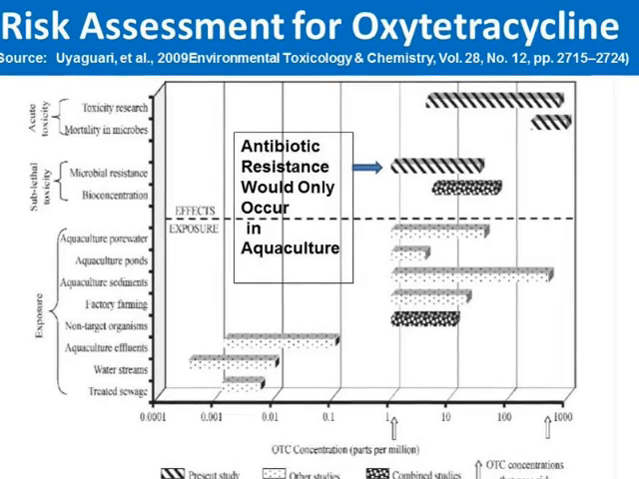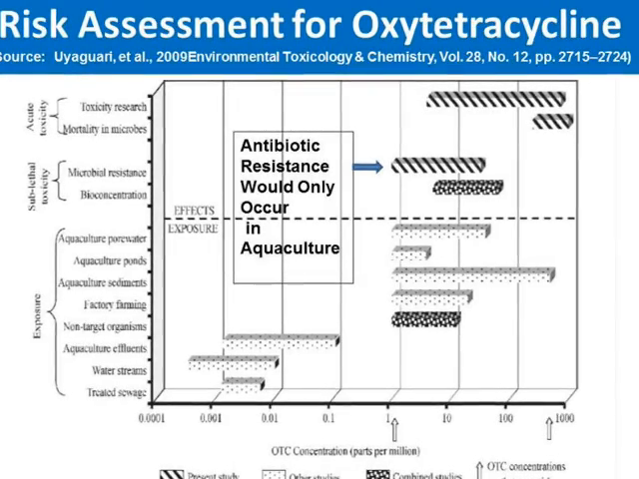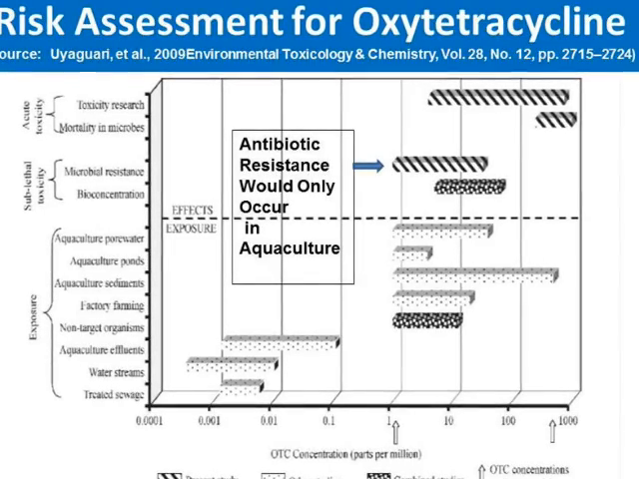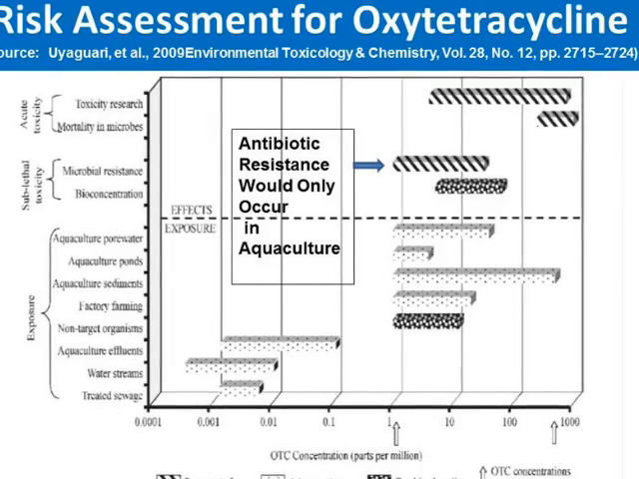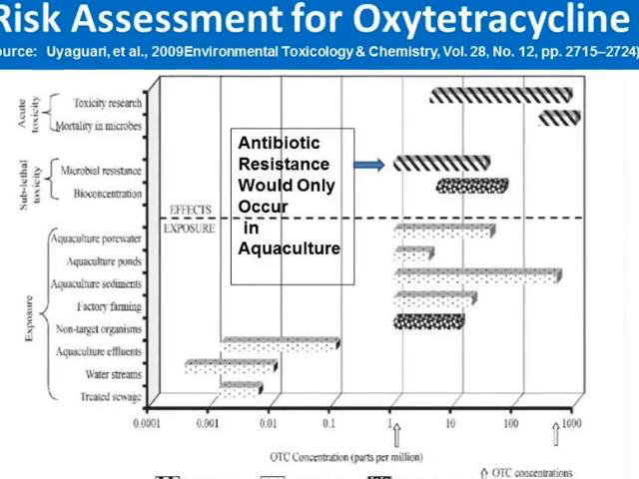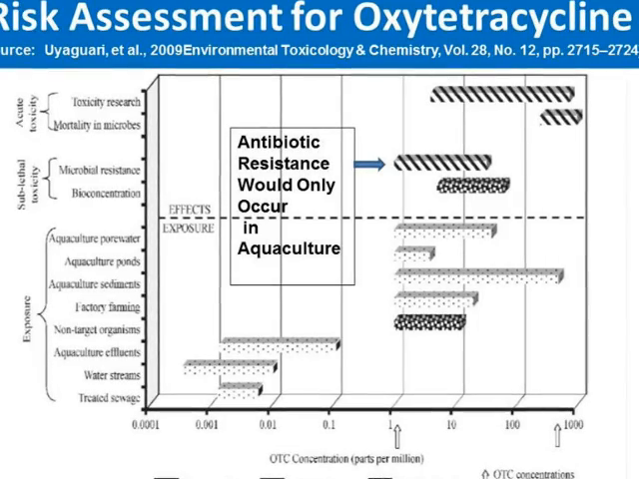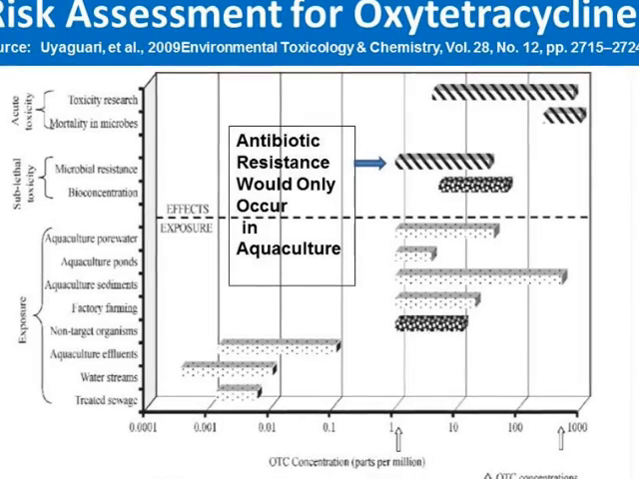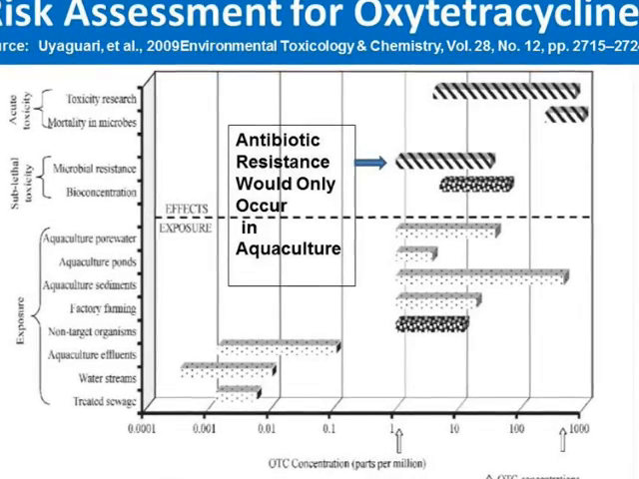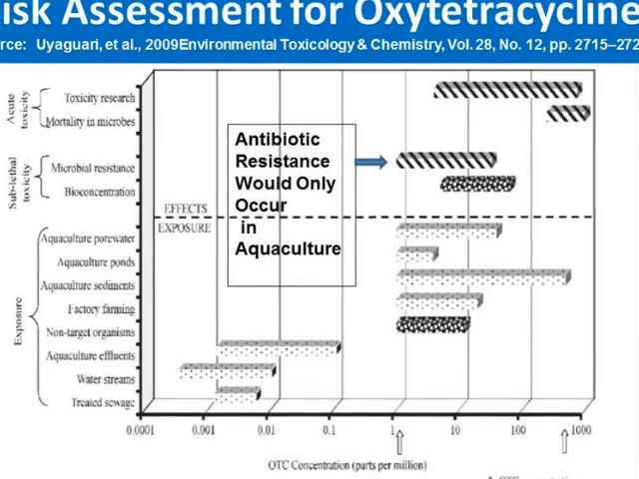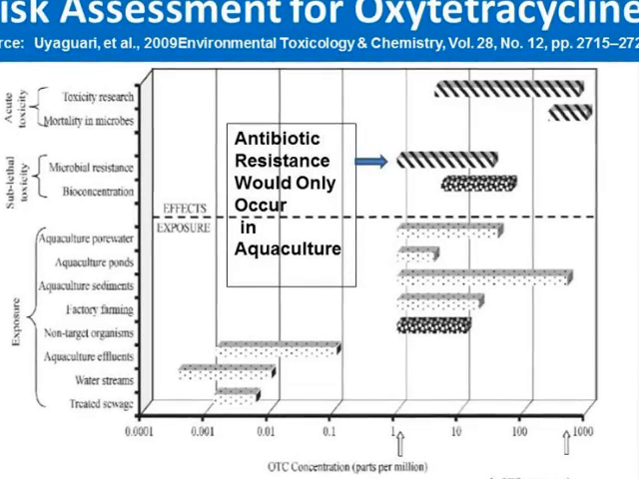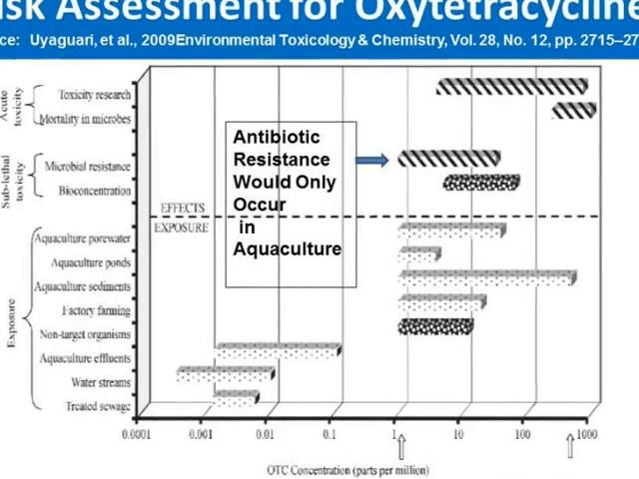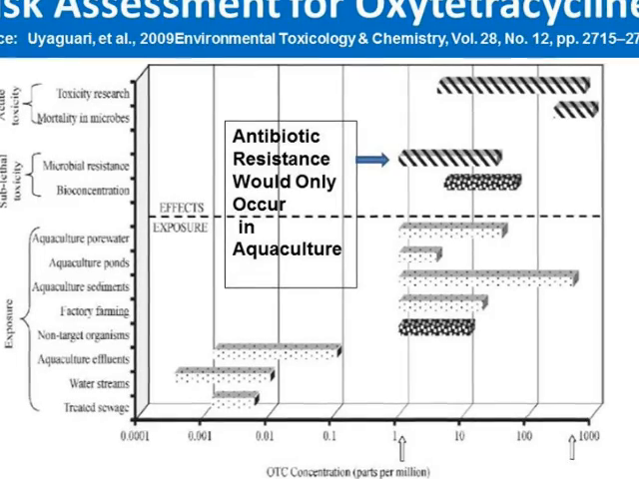And what these are is different concentrations, and different levels found in the environment and different levels of effects. So you'll notice if we take a look at the levels found in surface waters and wastewater treatment plant effluent discharges, the concentrations, and again this is a log scale, are much lower than the levels that will cause antibiotic resistance or toxicity or effects in the shrimp themselves. In fact, the only levels that we see of oxytetracycline that will do this are found in the aquaculture industry.